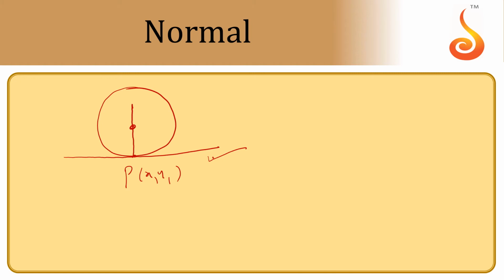Take the negative reciprocal of its slope, then you will get the slope of the normal. Use this point and the negative reciprocal of the slope of the tangent, and using that you can find the equation of the normal. In general you can do it like that, but in a circle the normal always passes through the center of the circle. So from the point of contact and the center you can use the two-point form to get the equation of the normal.